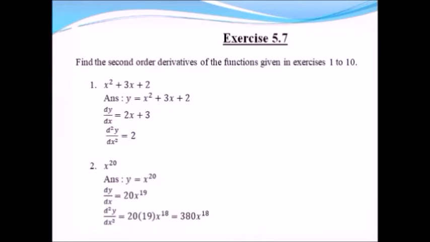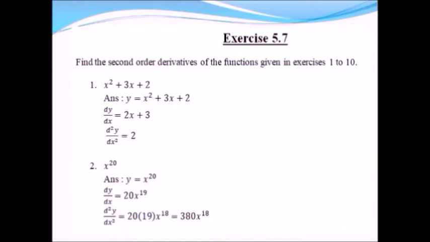Now differentiate with respect to x, you will get dy by dx is equal to differentiation of x square is 2x plus differentiation of 3x is 3. Differentiation of constant you know that is 0. So dy by dx is equal to 2x plus 3. Now once again I am differentiating. Differentiation of dy by dx is d square y by dx square is equal to differentiation of 2x is 2, differentiation of plus 3 constant is 0. So d square y by dx square is equal to 2.